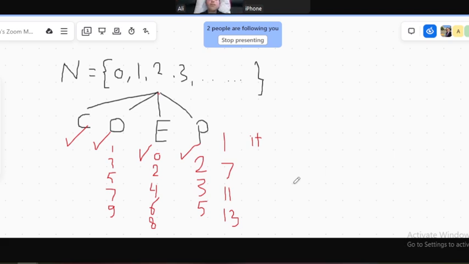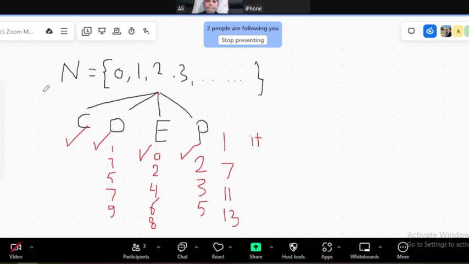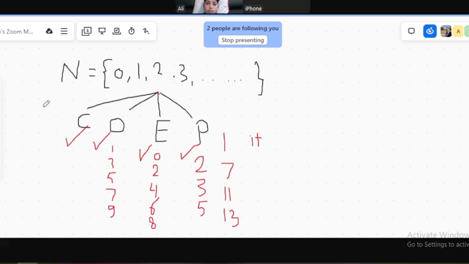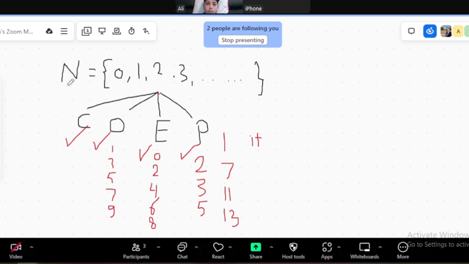Can you hear me? Yes. Okay. First, we're starting with the sets of numbers. The first set we will speak about is natural numbers. Natural numbers are all the numbers starting from 0 and so on: 0, 1, 2, 3, 4, and so on.